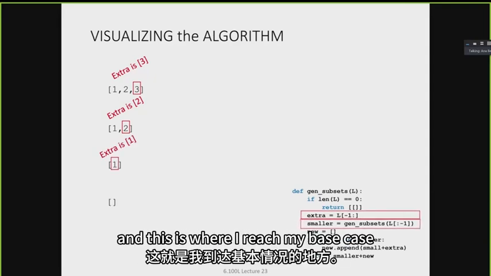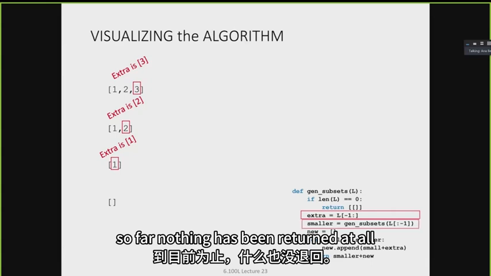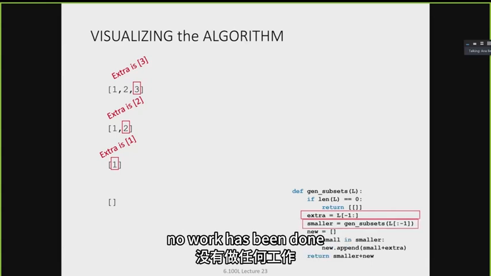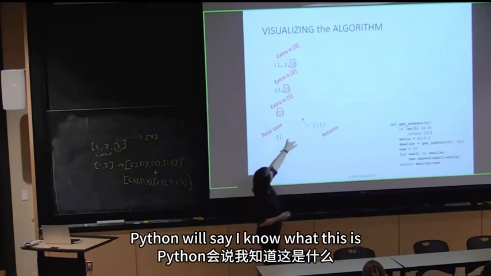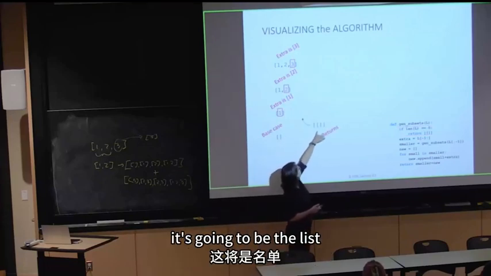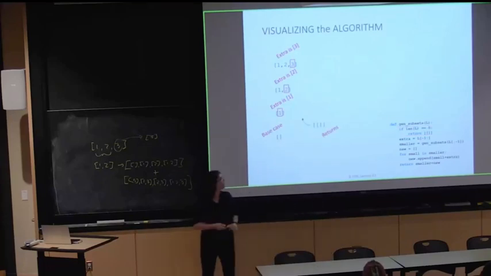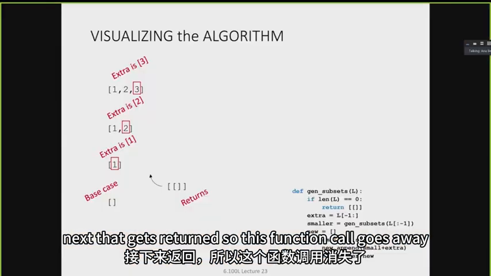And this is where I reach my base case. So far, nothing has been returned at all. No work has been done. At my base case, Python will say, I know what this is. It's going to be the list with just the empty thing in it. All right, cool. Next, that gets returned, so this function call goes away.